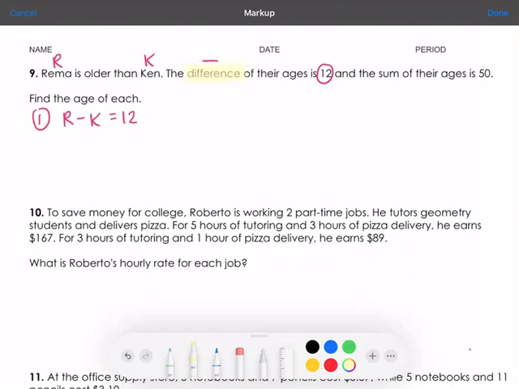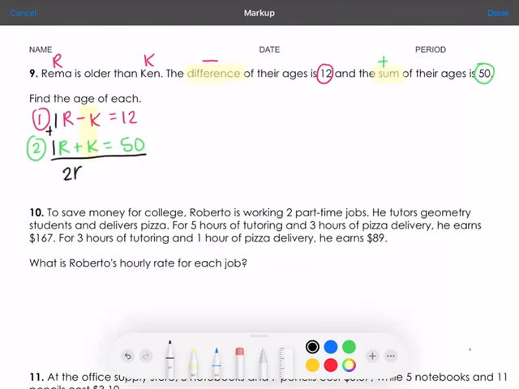Then it's telling me that the sum of their ages is 50. Well, sum in math means plus. So if I add their ages together, I will get 50. If I'm solving for two things, the age of Rema and the age of Ken, I need two equations, and I have two equations. This is nice because it's already set up really well for elimination, because these K's will cancel each other out when I add these equations together. So I'm going to go ahead and do that.